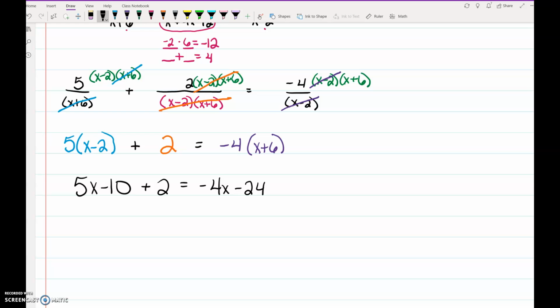Get all your x's to one side, all your numbers to the other side, solve this equation. I believe you end up getting x equals -16/9. And this one is not multiple choice on the test. So if you have your answer as -16/9, that's fine. If you have your answer as the decimal, whatever that decimal is, I will count that as correct. However you leave your answer is going to be fine.